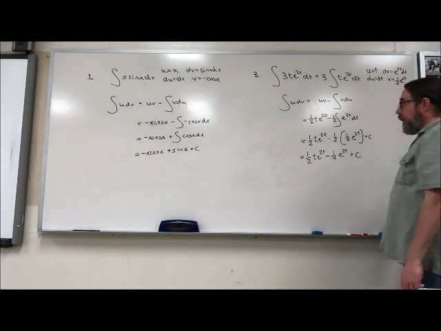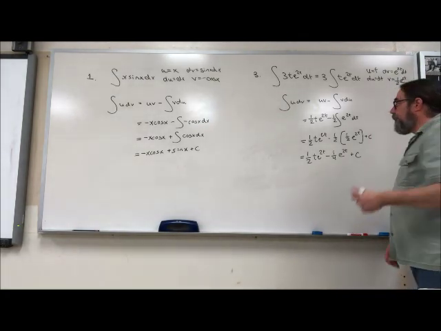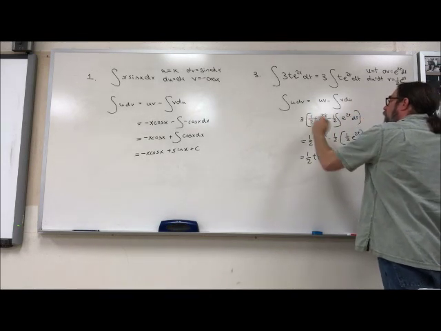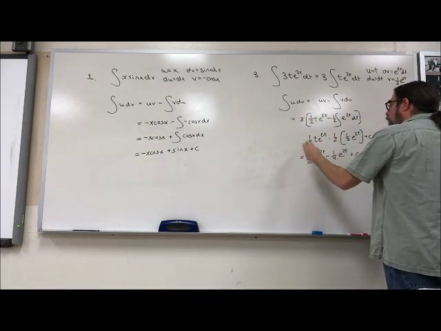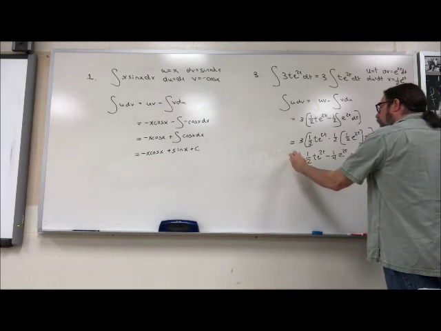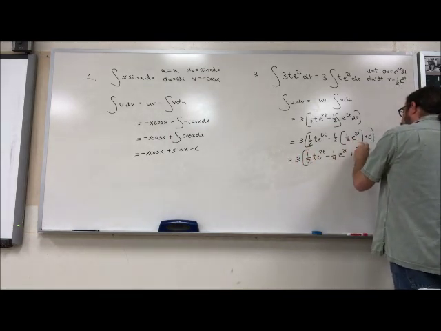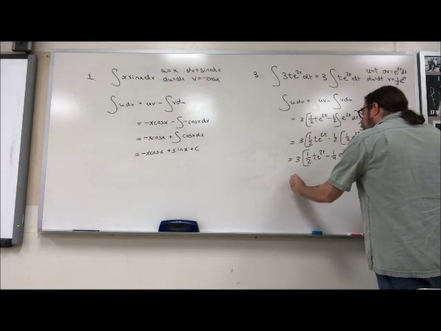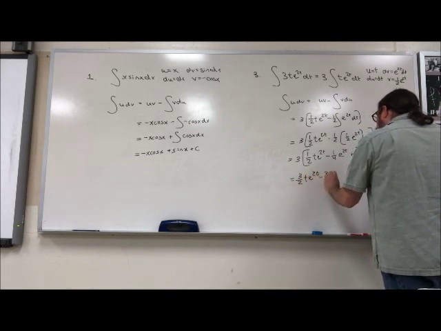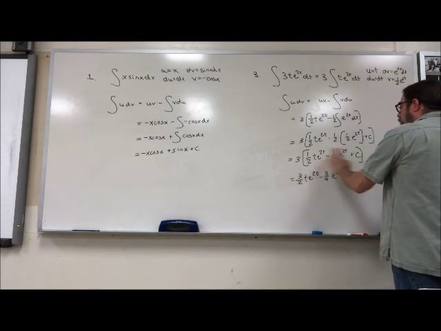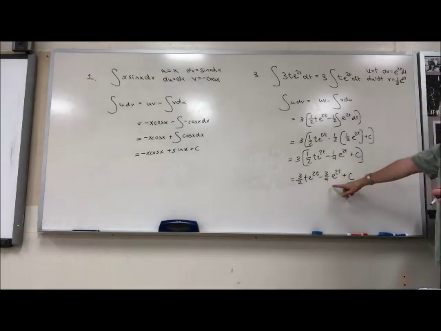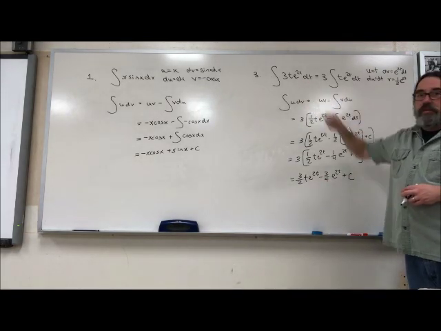Oh, I did forget something. What did I forget? Somebody tell me. You don't know? I'll tell you what I forgot. I forgot my 3. So that means that I have to have a 3 outside of all of this. These things happen. As long as you catch it, it's okay. So in the end, I would have a 3 here. So I would end up with 3/2 t e to the 2t minus 3/4 e to the 2t, and then I don't have to have 3c because c could be any number, so I'm just going to make it plus c. So that is going to be our indefinite integral to this.